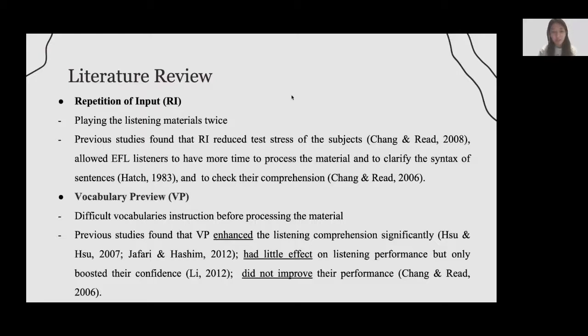The second instruction is the vocabulary preview, which refers to difficult vocabulary instruction before processing the material. But there are some contradictory findings about the effects of VP. Although some research concludes that vocabulary instruction enhanced listening comprehension significantly, Lee in TEFL 20 suggests that vocabulary preparation had little effect on listening performance, but only boosted their attention and confidence.